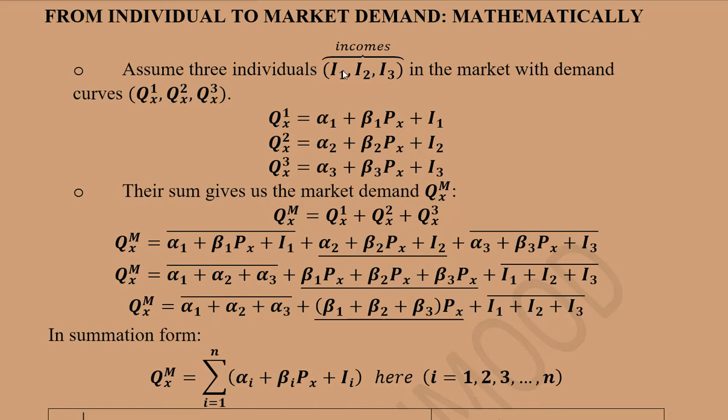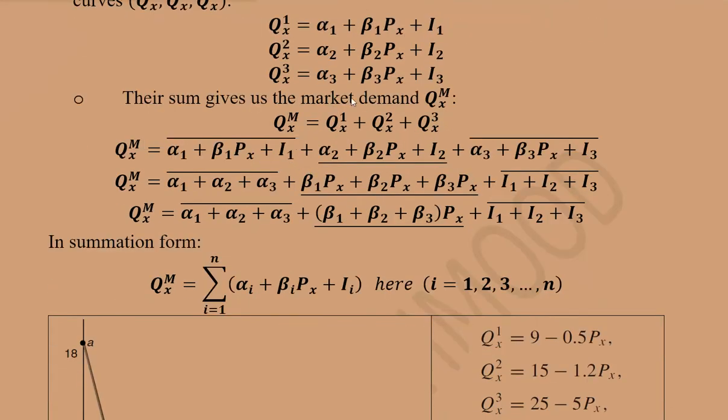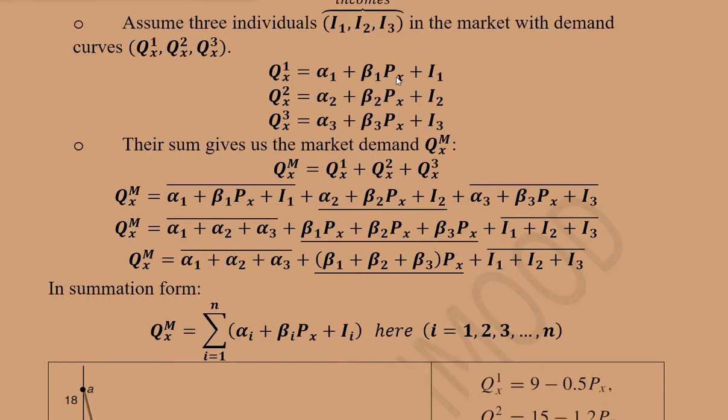So they have their own incomes, that is I1, I2 and I3, and in the market with demand curves, that is Q1, Q2, Q3, these are the various demand functions that we have and which are representing the demands of these three individuals. This is QX1, this is QX2 and this is QX3. Now we have these demand functions which are dependent upon the price of the good and the income of the individuals one by one.